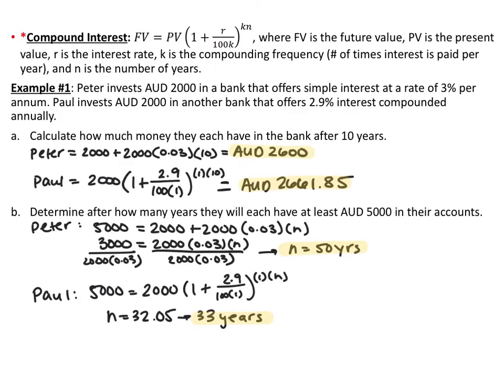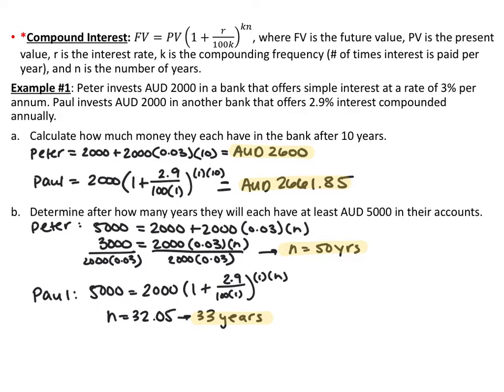So for Peter, he is simple interest. Simple interest is how much total you started with, your principal value, plus the interest earned, which is the initial value times the interest rate times how many years. So you end up with 2,000 plus 2,000 times 0.03 times 10, so he ends up with 2,600 Australian dollars.